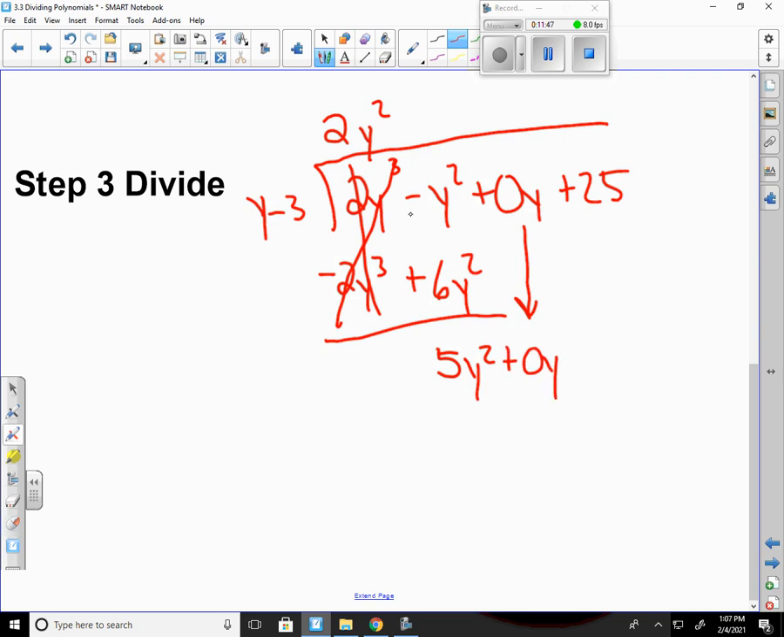Now, what do I need to multiply y by to get 5y squared? It's going to be times 5y. Remember, it's a minus out in front. Switch your sign, it makes it minus 5y squared. 5y times negative 3 is negative 15y. Switch your sign, it's plus 15y. Those cancel out. 0 plus 15 gives me 15y. Carry down the 25.